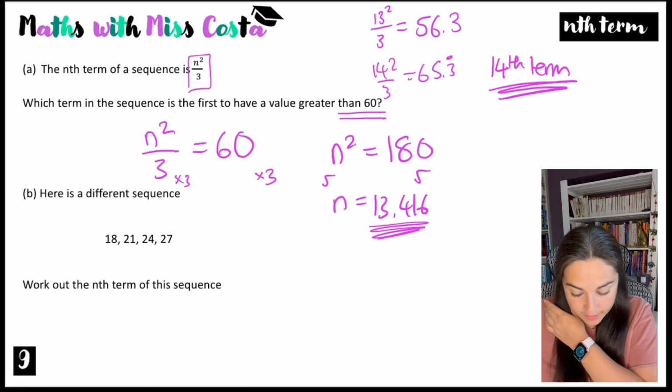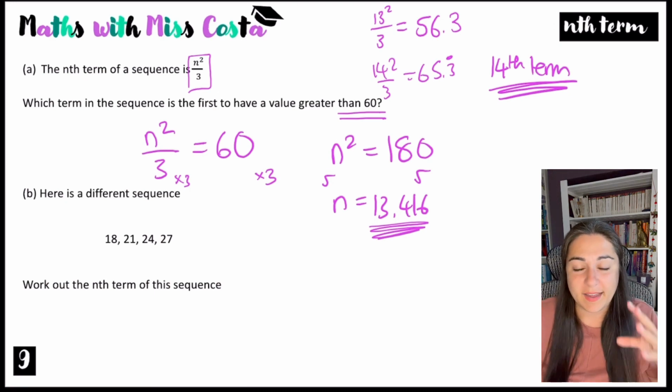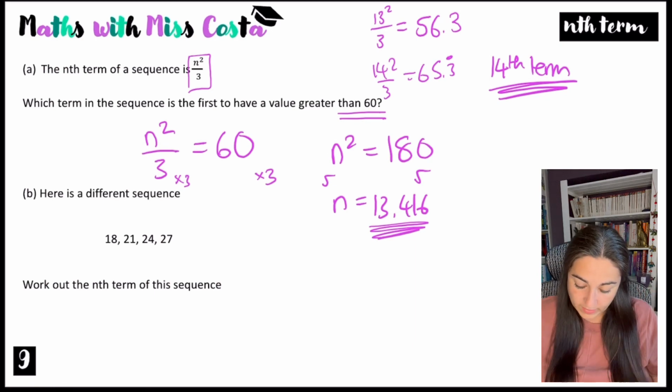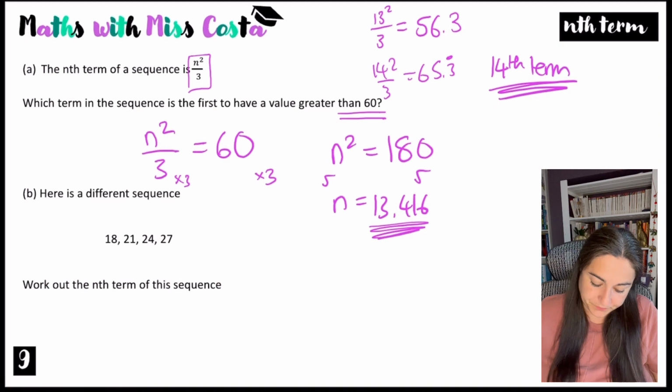The 13th term has a value of 56.3, and term numbers need to be integers, whole numbers. You can't have a decimal term. You can't say the 13.416th term. You either get the 13th or the 14th in a row, so you don't get 13.41. So term numbers are always integers.